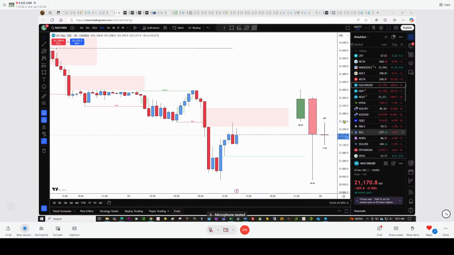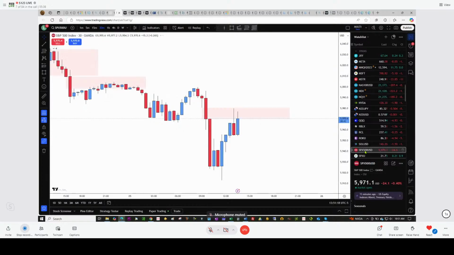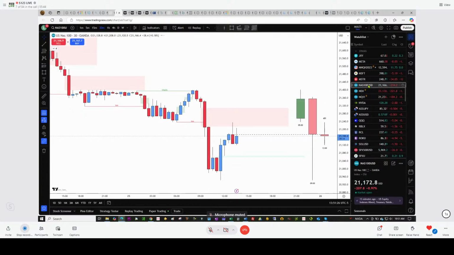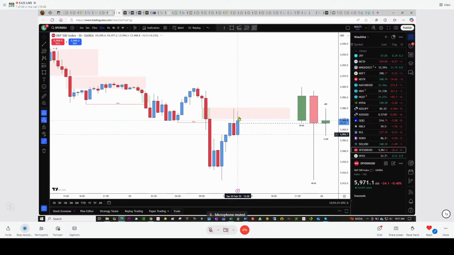So I need to look at S&P just to see if it did the same thing, and it did. It's done the exact same thing. It's a lot stronger than the NAS actually at this point. So you can see the S&P is pushing up quite a bit more so than the NAS is.